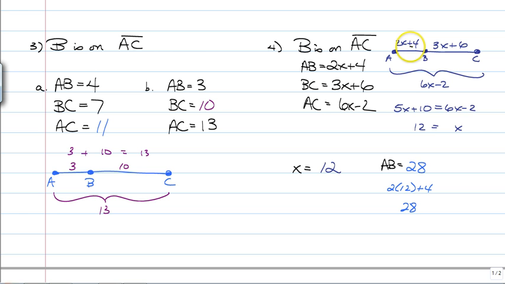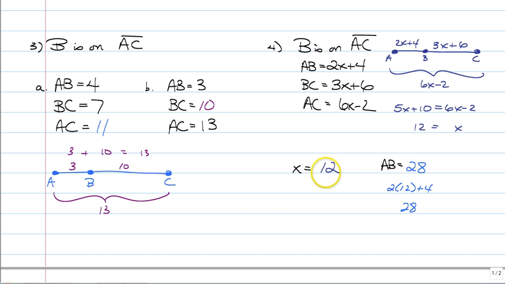Second, you should have your equations written in the correct spot. So we should have 2x plus 4 for AB. You should have 3x plus 6 for BC, and you should have 6x minus 2 for AC. Your equation was 2x plus 4 plus 3x plus 6 is equal to 6x minus 2. So 2x and 3x makes 5x, 4 plus 6 makes 10, and that's equal to our big segment, 6x minus 2. Solve by subtracting 5x and adding 2, and you get x equals 12.